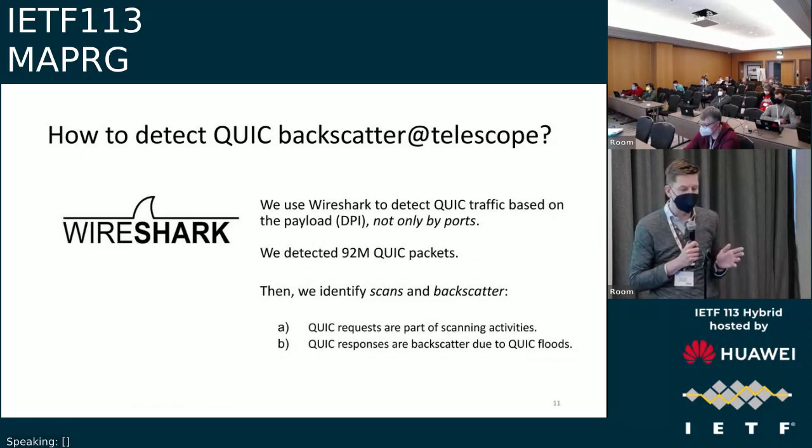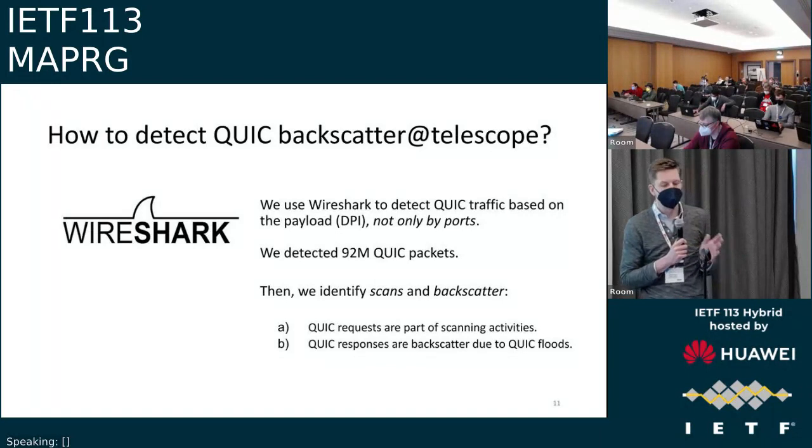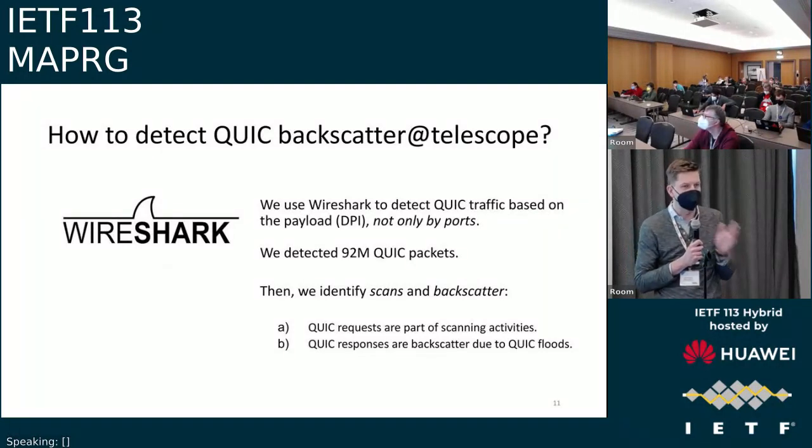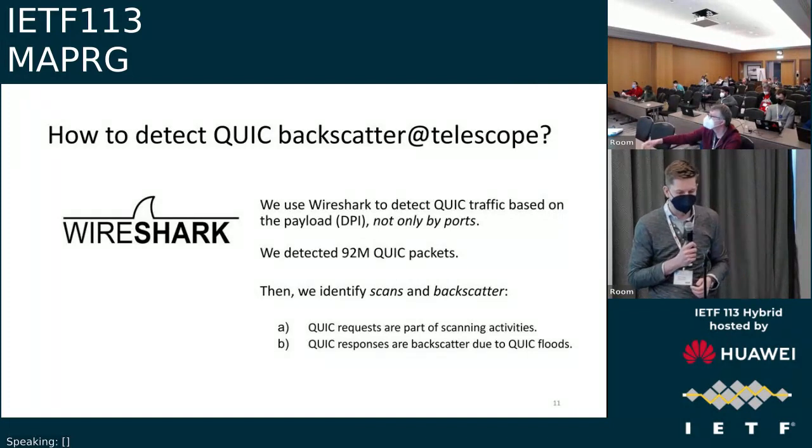Based on this network telescope and our method to identify QUIC traffic, we detected 92 million QUIC packets. And then we split this traffic into two types, requests and responses. Requests are packets sent to the destination port UDP 443, and responses are packets that have the source port UDP 443. Requests are more or less scans. As we heard, researchers do scans, for example, to find QUIC servers. And the responses are backscatter traffic, so traffic that was sent from a QUIC server back to the spoofed IP address.